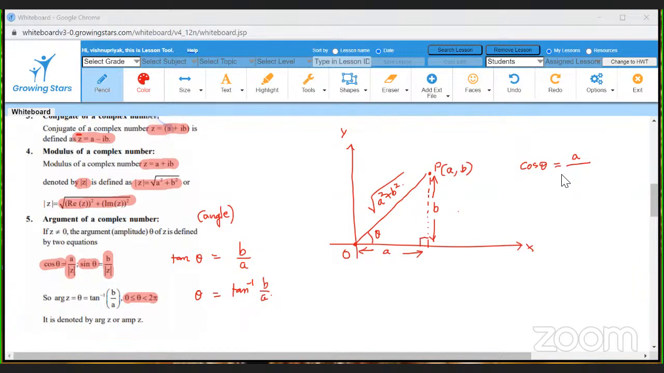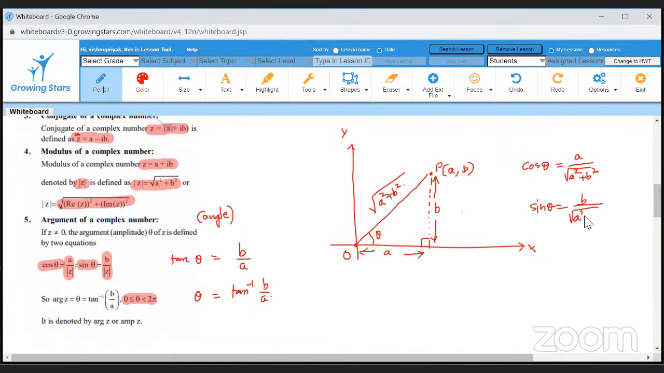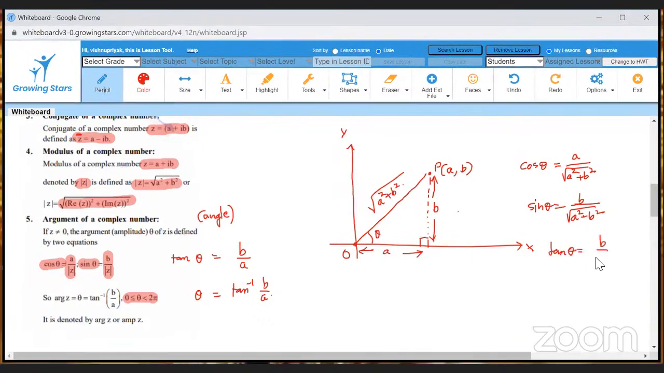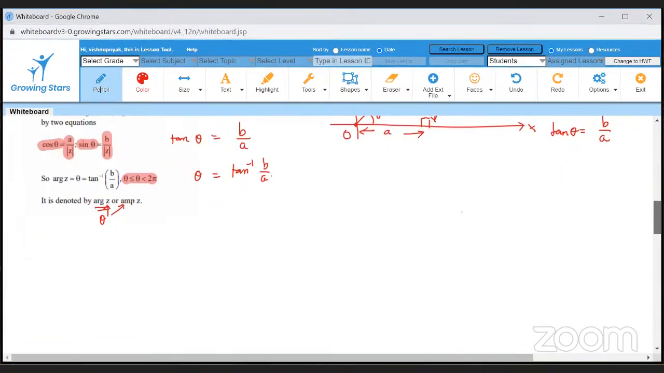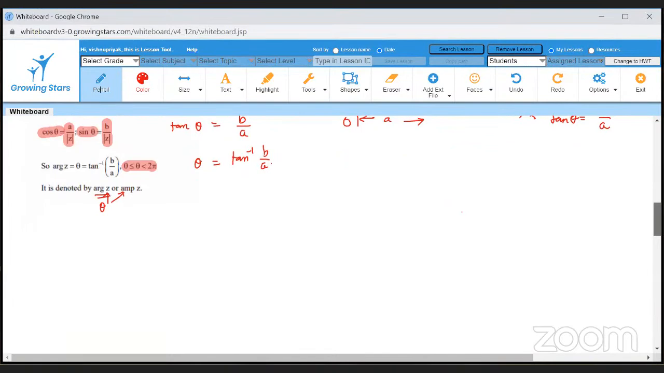Cos theta is adjacent by hypotenuse. Sin theta is opposite by hypotenuse. And tan theta is opposite by adjacent. So these three formulas help us in finding the angle theta. So angle is denoted by argument of Z or amplitude of Z, anything. You can call it as arg Z, amp Z in short.